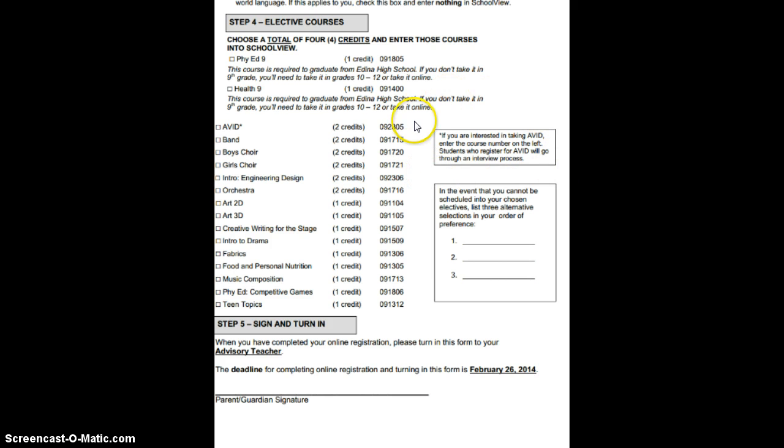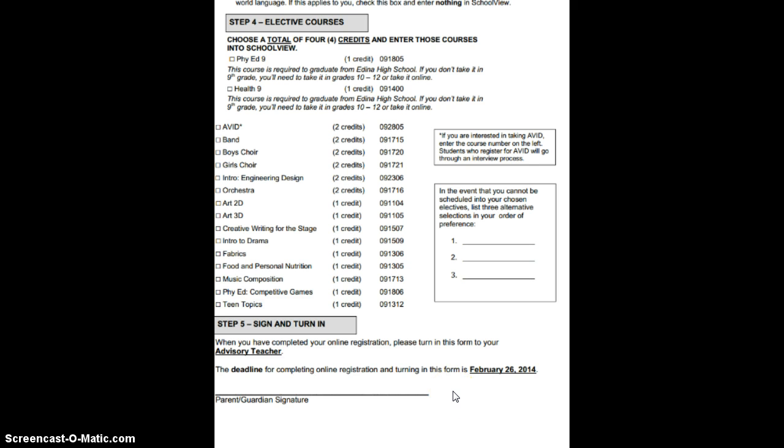Also, if you're interested in the AVID class, the explanation for AVID is again in the course descriptions on the website, but it's important to note that students who register for AVID will go through an interview process with the AVID committee before being selected for AVID. As we move to the end of the page, this form does need to be signed by a parent or guardian, and will be turned into students' advisory teachers on or before February 26th.